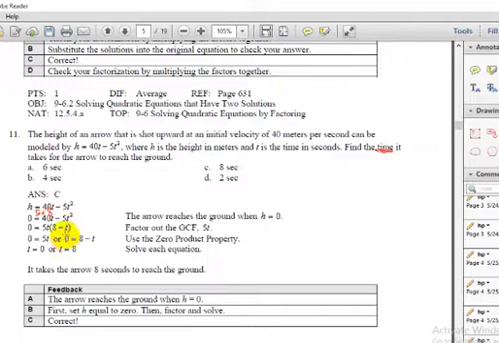Very good. Now I'm going to split my paper into two parts. 5t equals 0, so t equals 0. Here 8 minus t equals 0. That negative t will go to the other side, so t equals 8. Of course I'm going to take the time, which is equal to 8. So the time equals 8, which is C.